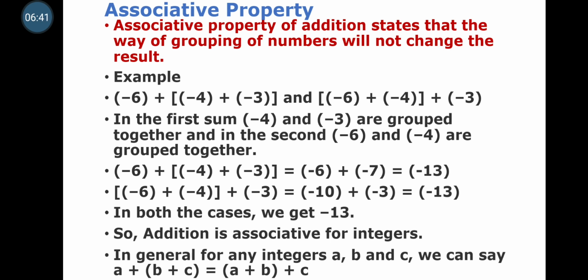In general, for any integers a, b and c, we can say (a plus b) plus c equals a plus (b plus c). Only the brackets are going to change. Whatever is inside the bracket is solved first. So on the LHS side we are solving a plus b, and on the RHS we are going to solve b plus c. So whatever you do, the result is not going to be affected.